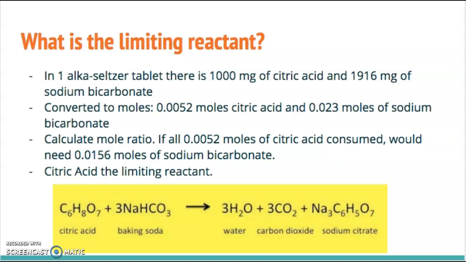So that means that if all 0.0052 moles of the citric acid were consumed, we would need 0.0156 moles of sodium bicarbonate. And we know that in that tablet we have more than that, because the amount of moles of sodium bicarbonate present is 0.023. So this would mean that the citric acid is the limiting reactant in this equation, because we would have a surplus of sodium bicarbonate, which means that the citric acid would run out first.